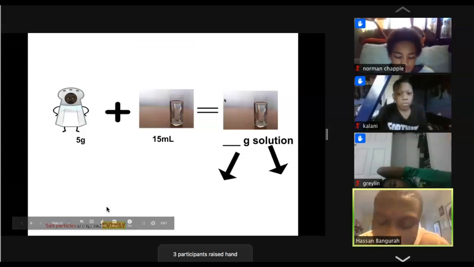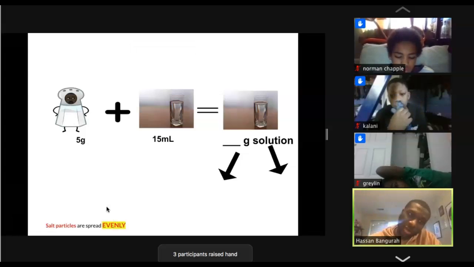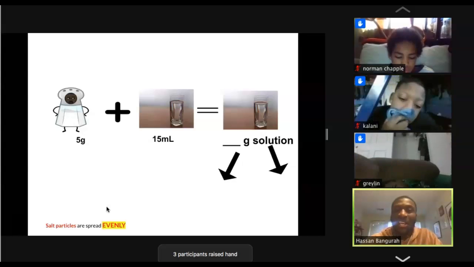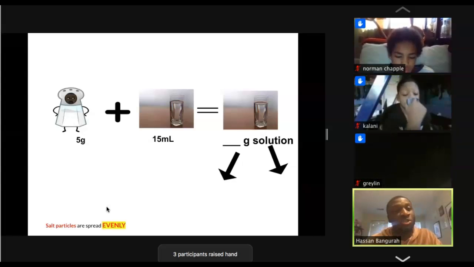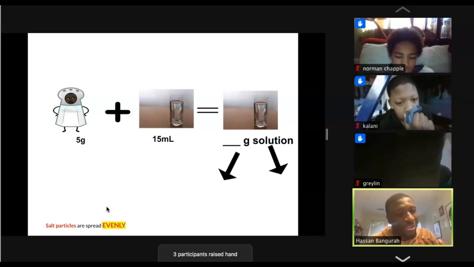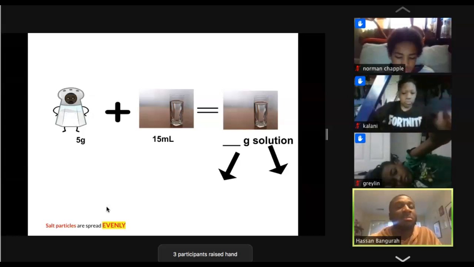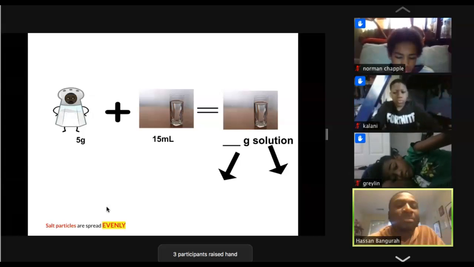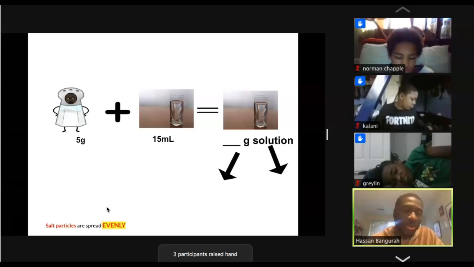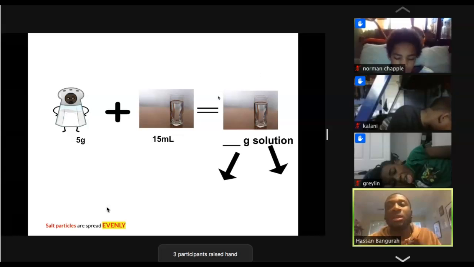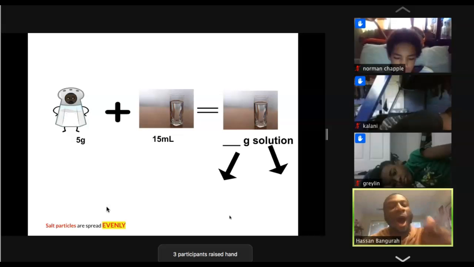I want a prediction. I had some salt, and I had some water. I was trying to make some salt water because my tooth was hurting. I added 5 grams of salt into 15 milliliters of water so I could gargle and help my toothache. How many total grams do you think will be in our solution? And how do you know?